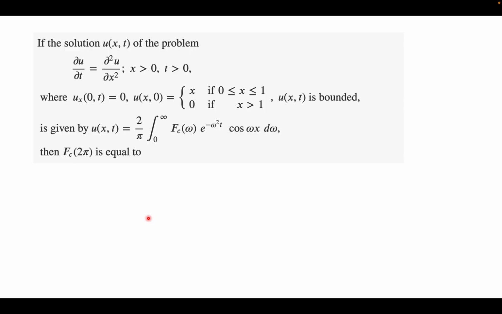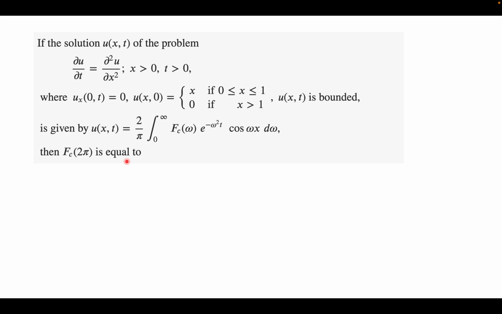The last problem is: if del u by del t is equal to del square u by del x square for x greater than 0 and t greater than 0, where u(0, t) is 0 and u(x, 0) is x if x lies between 0 and 1. Then you need to again write u(x, t) by doing the back calculation in terms of this, and then you need to find the value of f of c at omega is equal to 2 pi.